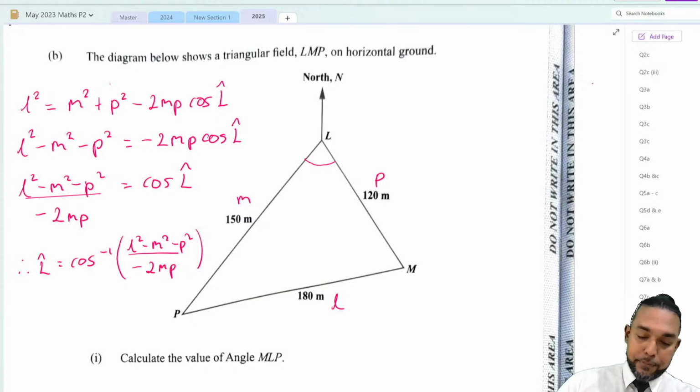Okay. Now let's put in some values, shall we? I feel like I need more space. All right. So we'll continue on up here. So therefore angle L is equal to cos inverse.